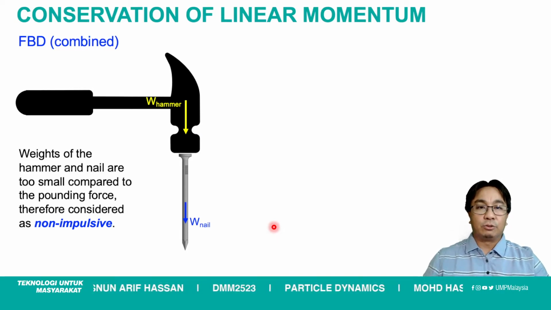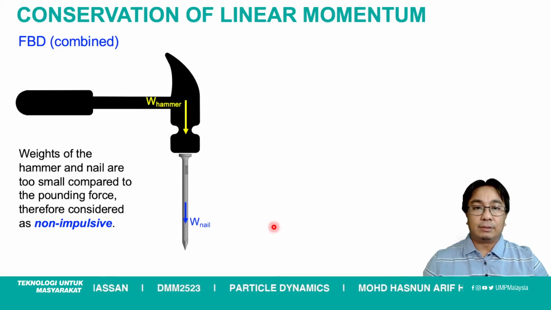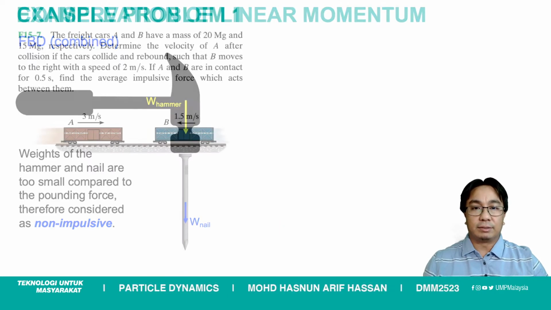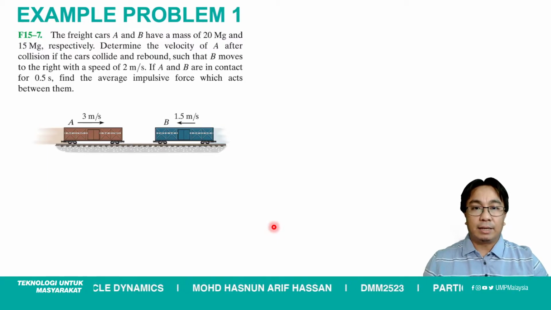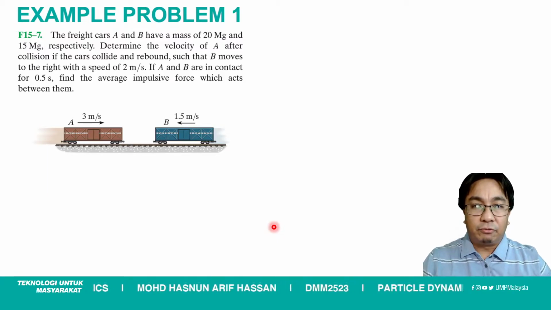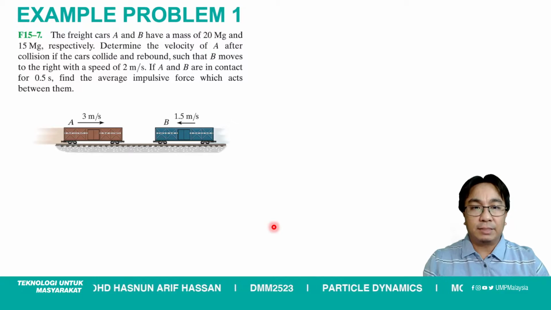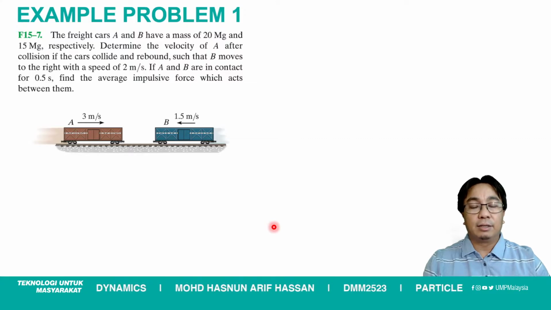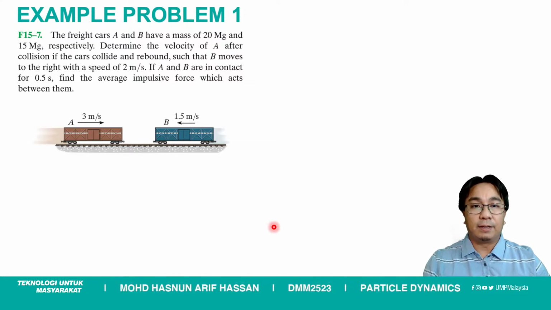To understand better the conservation of linear momentum, let's look at a few examples. Example number 1. The freight cars A and B have a mass of 20 megagram and 15 megagram respectively. 20 megagram means that it's 20 times 10 to the power of 3 kilograms.